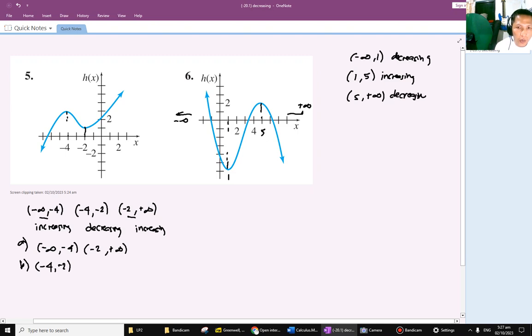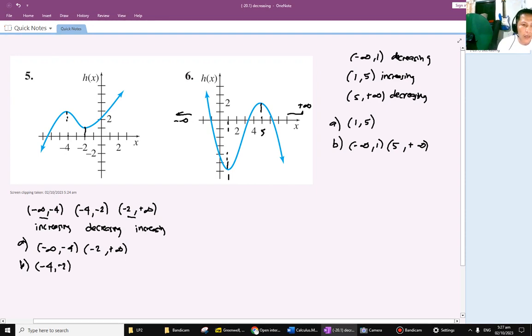So again, if you want to answer the question, the increasing part would be an open interval from 1 to 5. For letter B, the decreasing part is from negative infinity to positive 1, and from positive 5 going to positive infinity. Okay, so that would be the answer for these two.